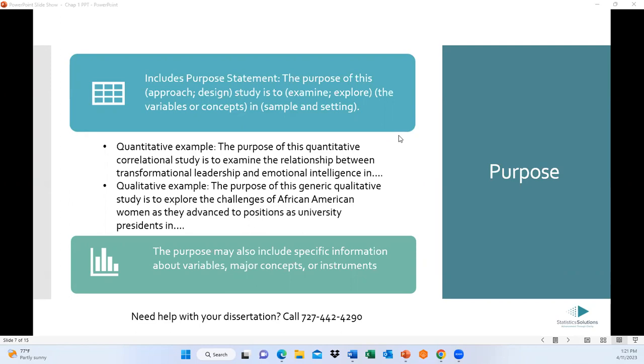Okay, and after the purpose statement usually starts off this purpose section. The purpose section may also include specific information about your variables. Here are the variables you're looking at. Here's how you're going to measure them. It might talk a little bit about the instruments you're going to use, some of the major concepts. Okay, so not a long section.